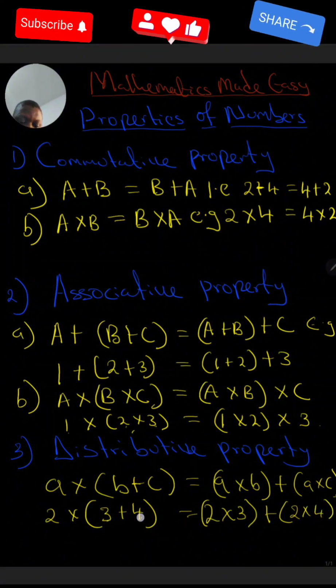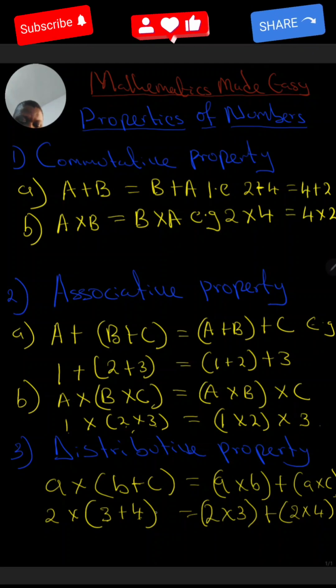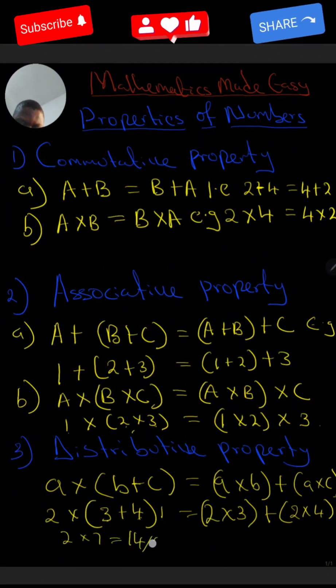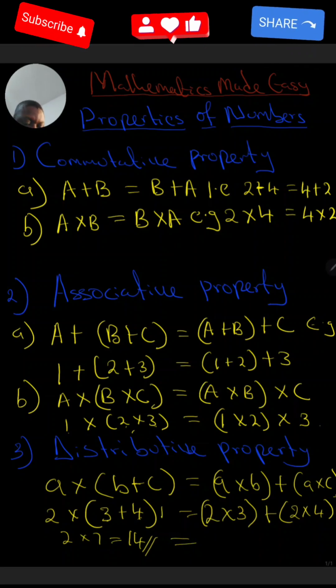Now, what is 3 plus 4? 7. When you want to clear this bracket, you multiply it by an invisible 1. 7 times 1 is 7. So now, 7 times 2, 2 times 7, will give you 14. Let's check whether it is the same thing we will get on the other side.